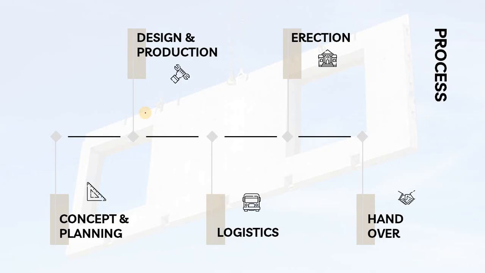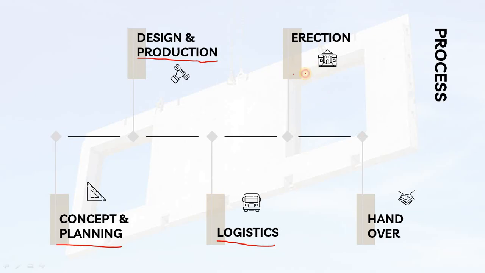If we talk about the process for precast construction technology, it starts from the concept and planning, where each and every element is well planned, and then it goes to the design and production, where elements will be designed and produced in the factory. Then it comes to the logistics part, where the produced precast elements are transported using special vehicles to the site.